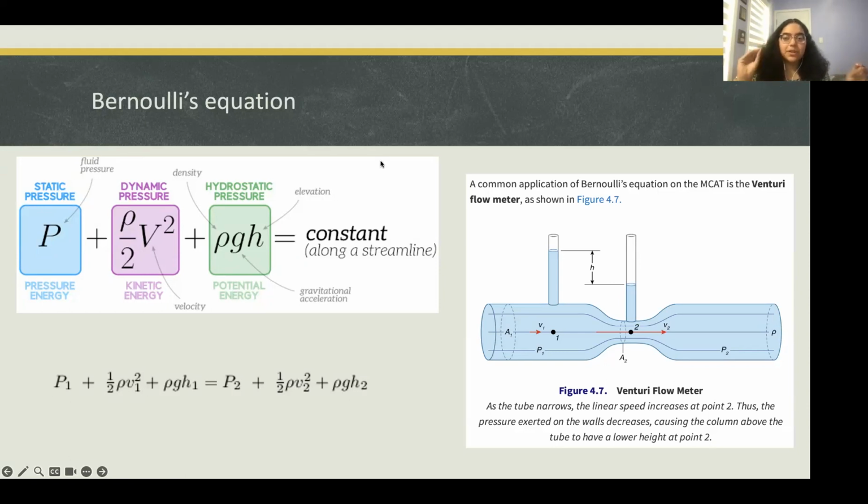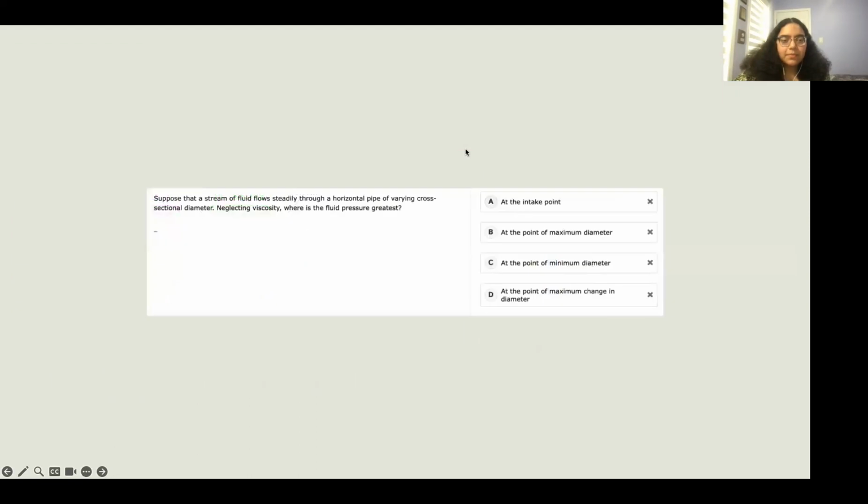So if you're comparing two different points, then that whole sum at one point is going to be the same as the other point, which is what the bottom left equation is basically saying. And there's also this Venturi flow meter that they sometimes use, and you can see there that when the tube narrows, the speed's going to increase, and so the pressure decreases, and the column height is going to be different. So if you see a contraption like that, it's basically calling back to Bernoulli's equation. So here is a question about that.